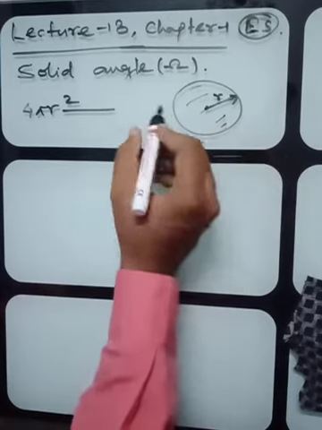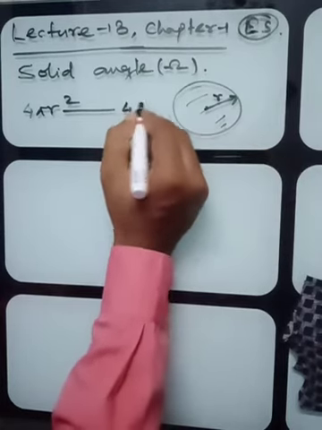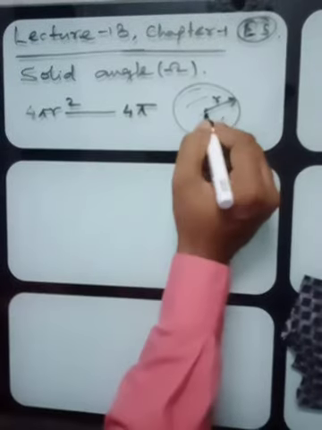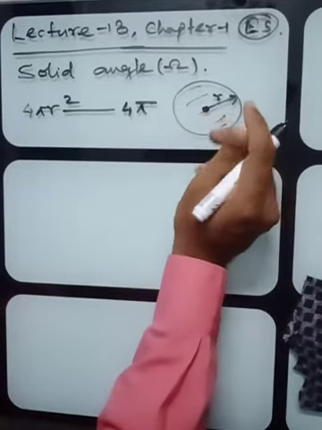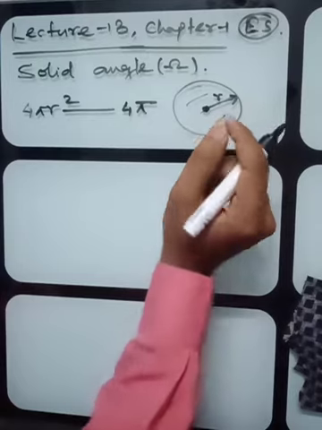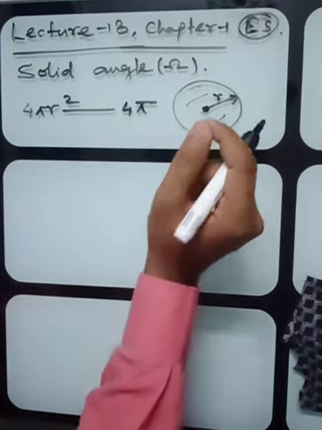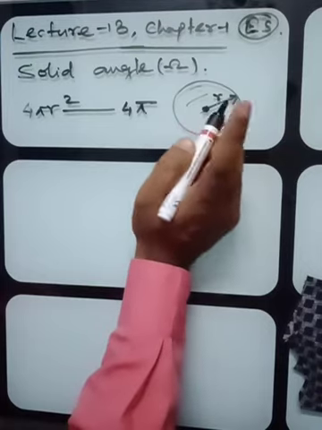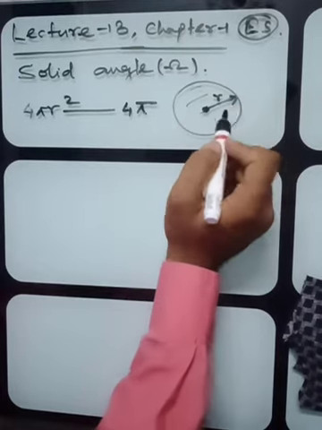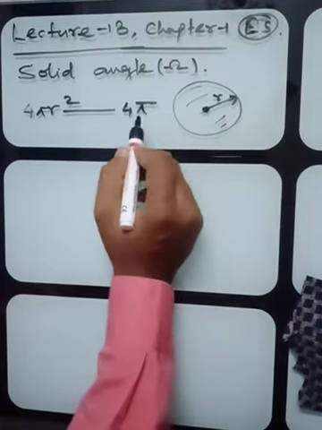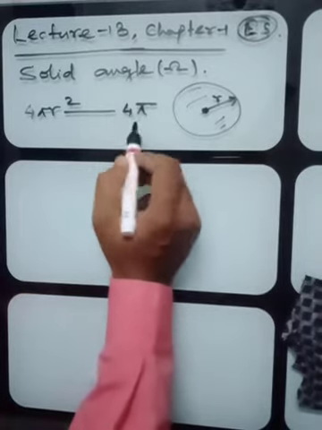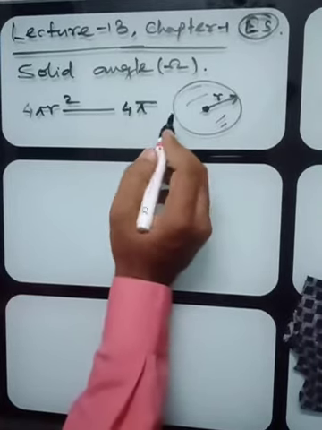You have to remember, it is 4 pi. For a specific surface area, what will be the solid angle we are going to find out? The maximum will be 4 pi. You can also prove that the maximum solid angle will be 4 pi.